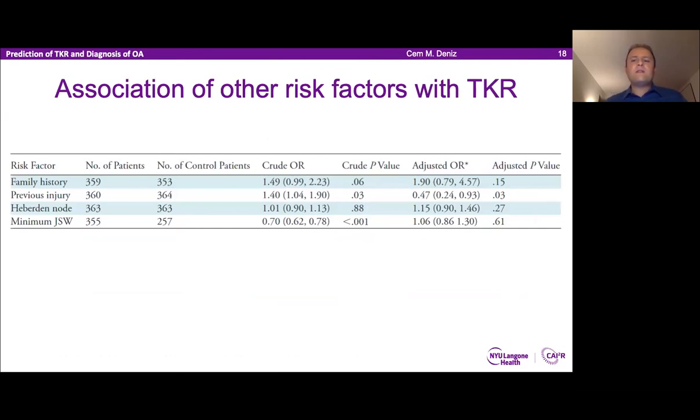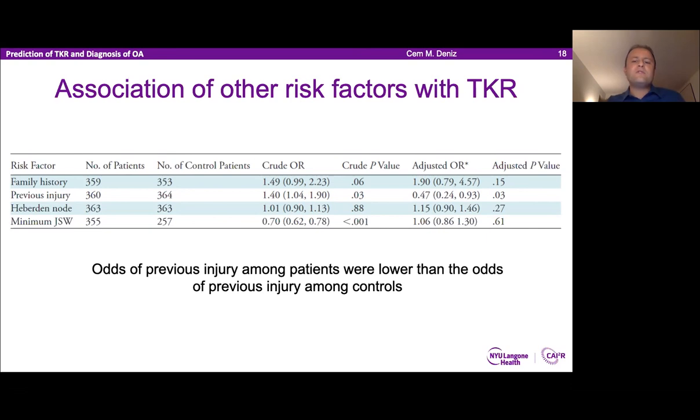So there were other risk factors which were studied before, and we also studied them in this work. One of the issues with that was we didn't have all the measurements for all the subjects. That's why we did additional analysis for different numbers of subjects for different risk factors. Here we can also see the different risk factors, for example, if the family has had a knee replacement before, or if the subject has a previous injury, and the joint space width, what was the minimum joint space width. And Heberden node is also related to hand osteoarthritis. So we have seen that the odds of previous injury among patients were lower than the odds of previous injury among controls. So you can see it here. The other risk factors, when we look at the adjusted OR, were not highly associated with the total knee replacement risk.